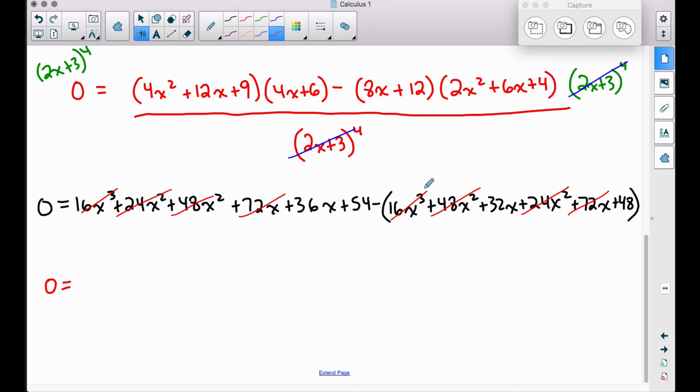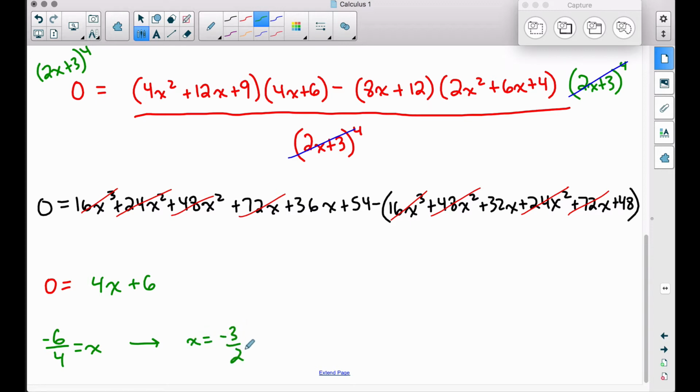36x minus 32x. You see that right there? 36x minus 32x, so we get 4x. And then we have 54 minus 48, that gives us a positive 6. So what we want to do here is set this equal to 0, which is what I've done here. Setting this equal to 0, we subtract 6 and divide by 4. We have negative 6 over 4 is equal to x. Well, that's the same thing as x is equal to negative 3 halves.